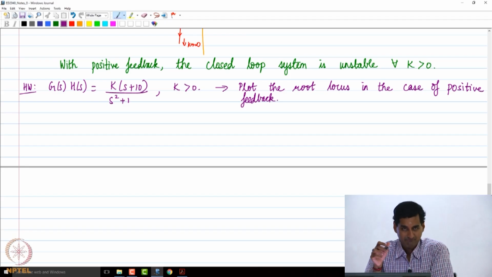Sir, if K is less than 0, then just positive. We are coming there. Good point. You have preemptively gone into the next discussion. That's good, very good point. So I am going to ask you that question next.